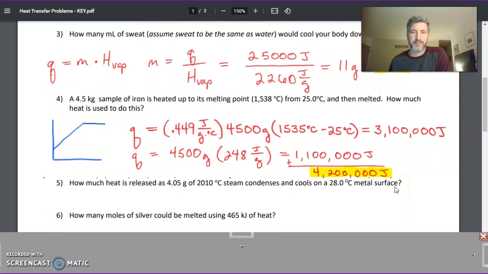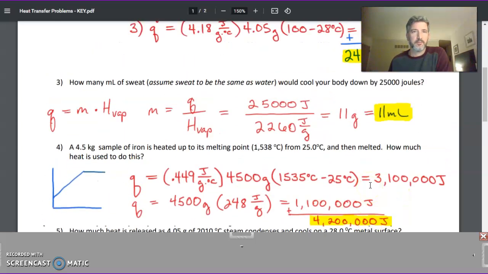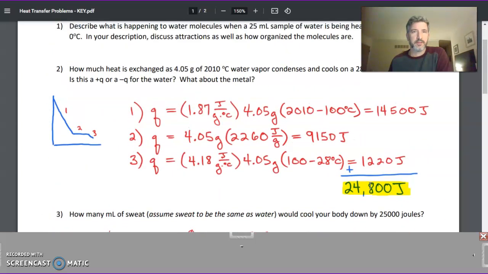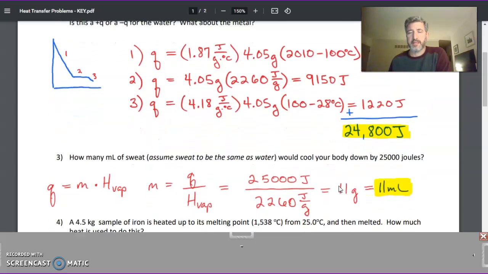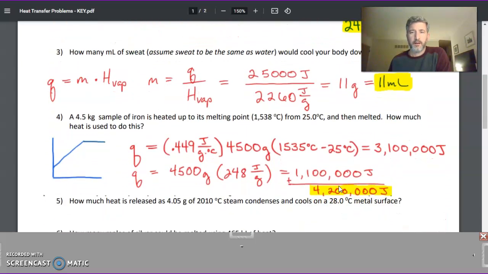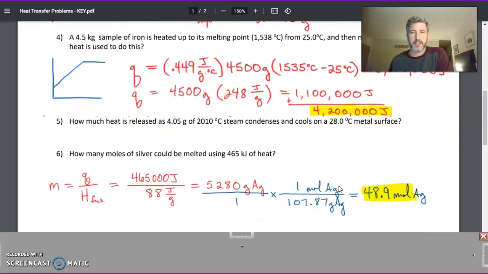And then for some reason on number 5, I repeated a problem that we had already done. So just ignore that one. Oh, and I never said for number 2, is it a positive or negative Q for the water and for the metal? So the water is cooling off, all right? So it's going to have a loss of heat. So technically, this Q that I calculated for the water would be negative, and then the metal would be positive because the metal would be gaining heat. Okay, so let's move on to number 6.